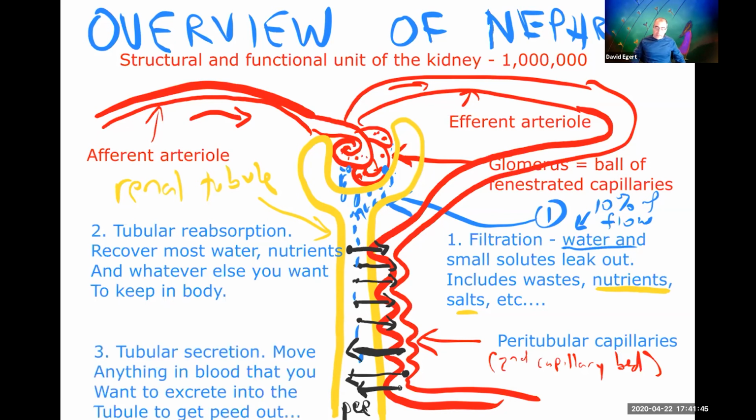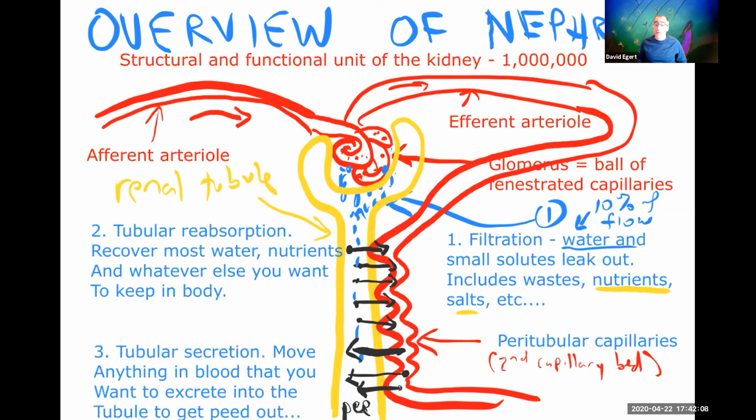So basically, there could be excess urea, this or that, whatever you're trying to get rid of, your body can transfer it from the blood into the tubule, and anything that's in the tubule, by the time you get to the end of this whole process, is going to be excreted and you're going to pee out of your body.